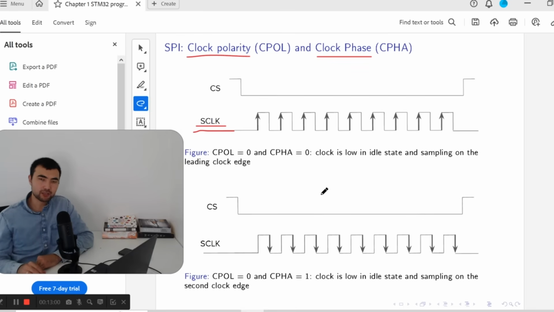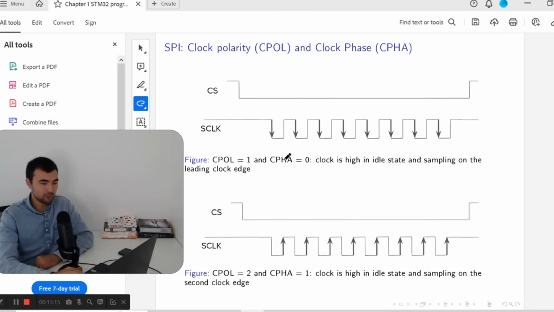If you don't understand it fully, don't worry, because usually inside the datasheet we have this information, and based on that we will configure the SPI interface. Similarly, when clock polarity is 1, the idle state of the clock line is high, and we have here the leading clock edge and the second clock edge. So this is how the SPI interface operates.